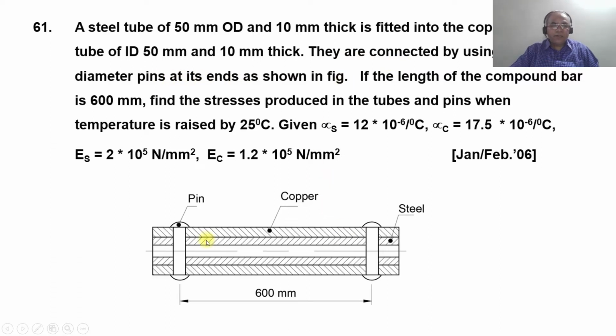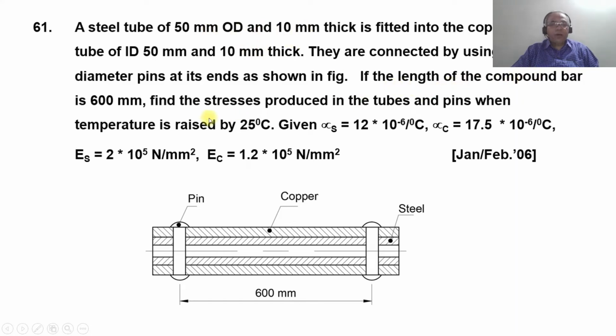This figure, this is the pin what you have. You have a steel tube of 50 mm OD, this cross section, and 10 mm thick, so naturally 10 mm thick is what you have, that is the steel tube. They are fitted into the copper tube of ID 50 mm, so this is the copper tube. The outer one is the copper tube, and 10 mm thick, so you're going to get 60 mm. And 10 mm on either side, so OD will become 70, and this is 50 OD, and 10 mm thick means minus 20, so that will become 30 mm ID.